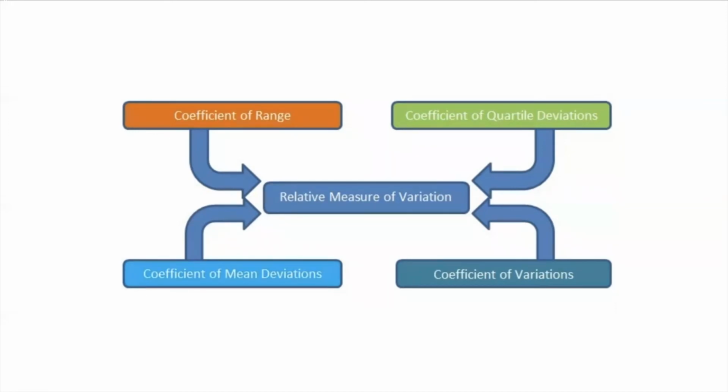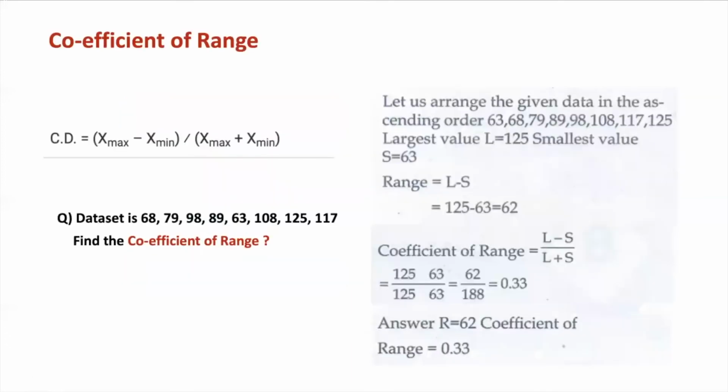First of all, why do we need relative measure of dispersion? The need for relative measure of dispersion is when we have two or more data sets. This measure of variation compares values without the units. Now, we can further divide relative measure of variation into four types: coefficient of range, coefficient of quartile deviation, coefficient of mean deviation, and coefficient of variation. So first of all, how do we calculate coefficient of range?